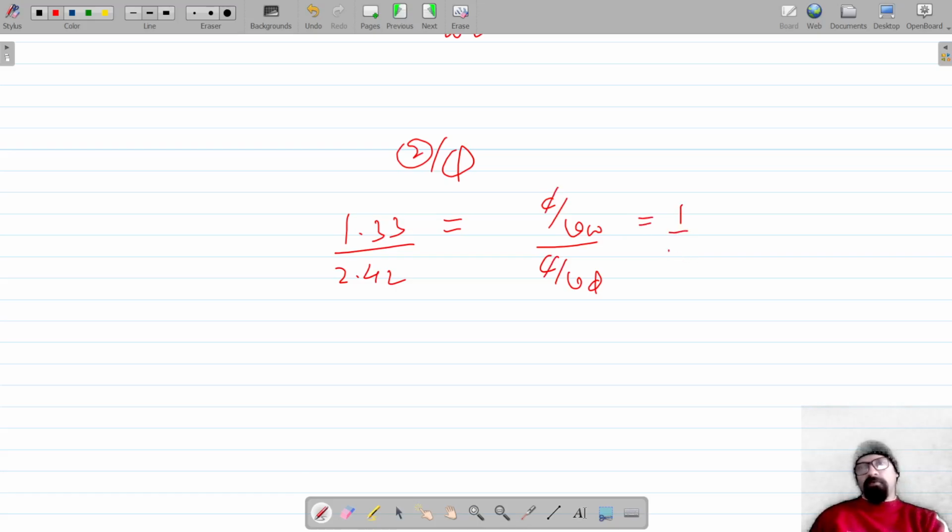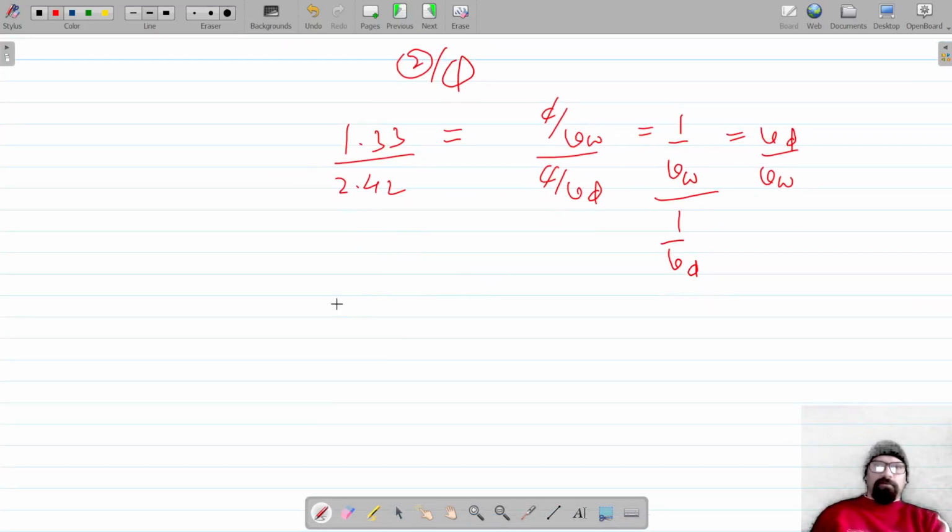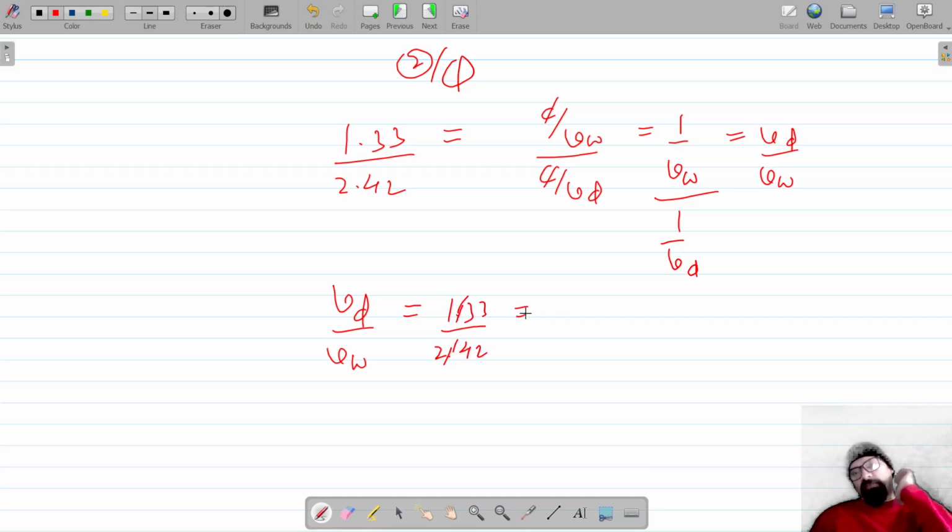I'm left with 1 upon speed of light in water, divided by 1 upon speed of light in diamond. This becomes speed of light in diamond divided by speed of light in water. So this is Vd upon Vw is equal to 1.33 divided by 2.42. We can remove the decimals because after the decimals we have the same number of digits. So this is 133 by 240.